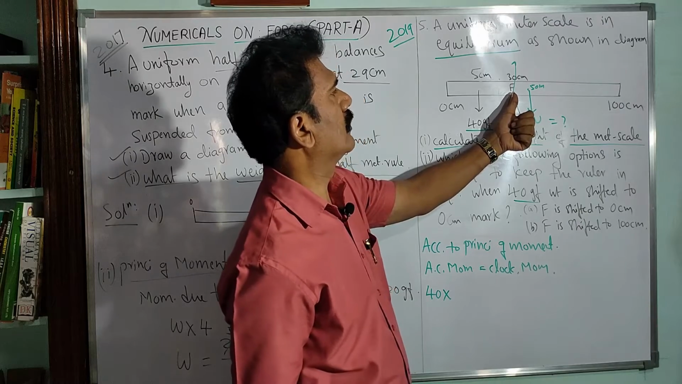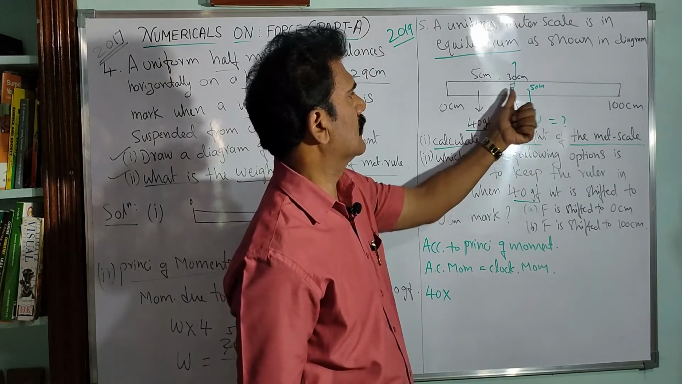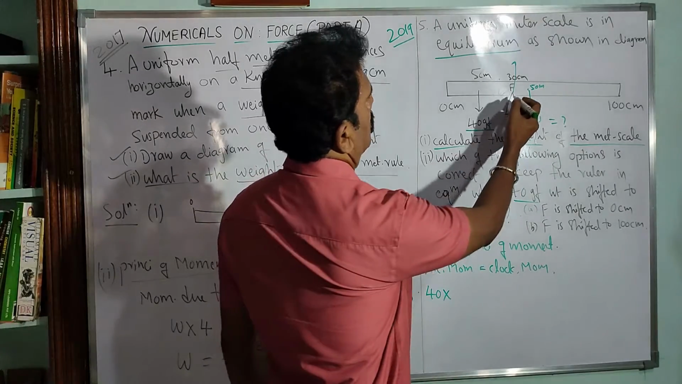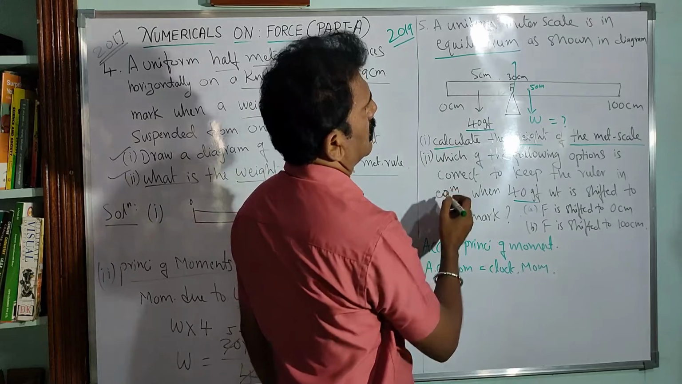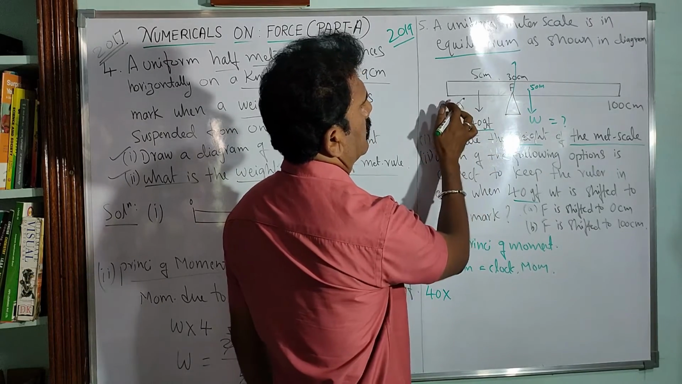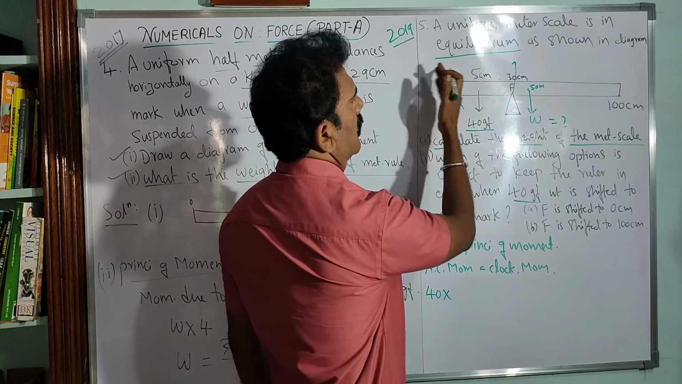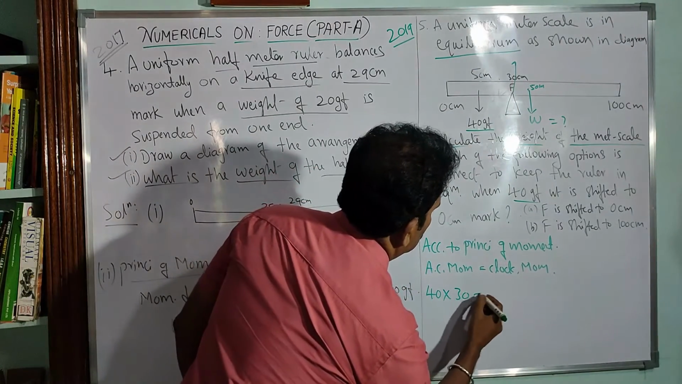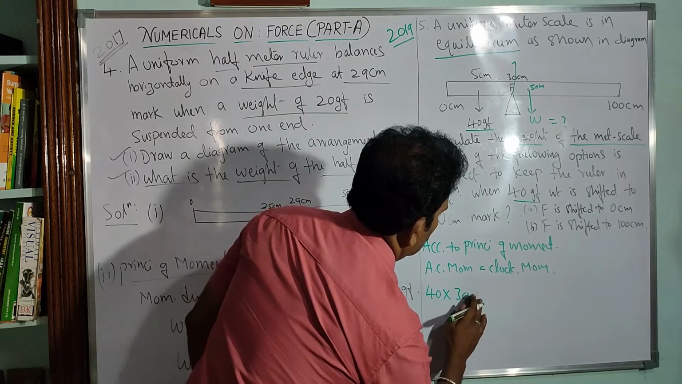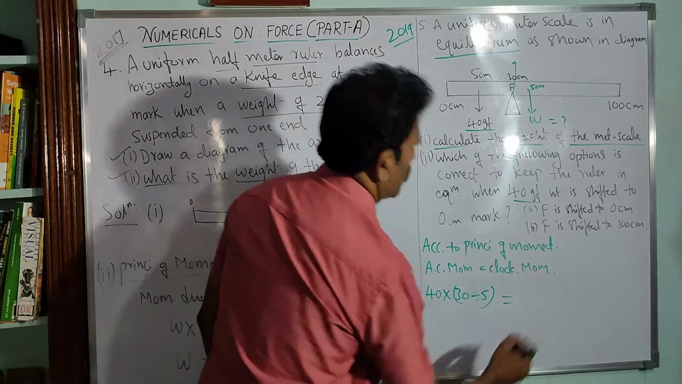So you have to consider the force 40 into the distance from the support. The pivot point is at F. The distance from the support to the force is this distance. How much is it? It is marked at 30, and the force is hung at 5 centimeter. So 30 minus 5, because it is 0. The total length is 30, so you have to eliminate this part 5. So 40 into 30 minus 5 centimeter is equal to.